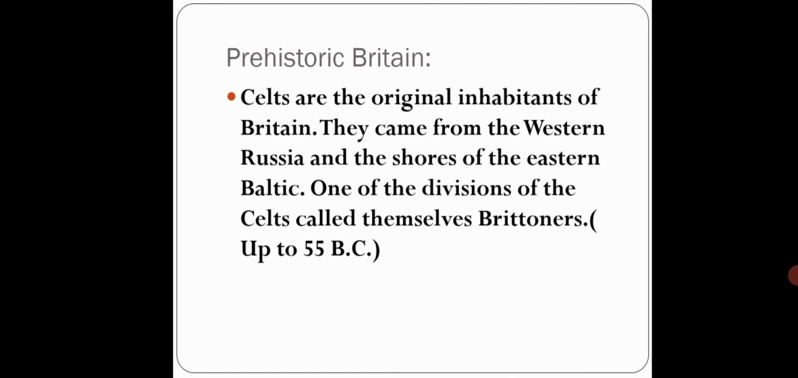The prehistoric Britain was inhabited by the Celts. And who are the Celts? Celts are the original inhabitants of Britain, and they have come from the western Russia and the shores of eastern Baltic. And one of the divisions of the Celts called themselves Brittoners. And these Celts, that means the Brittoners, reigned in Britain up to 55 BC, that means before Christ, and they lived peacefully. There were clashes between the tribes, but still they lived peacefully.